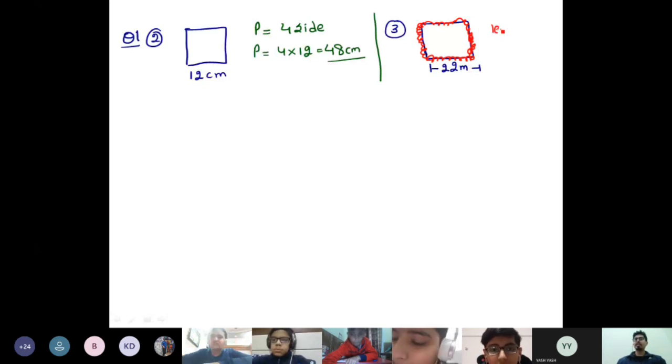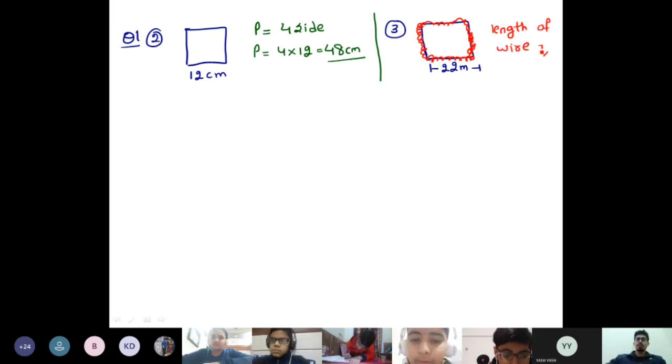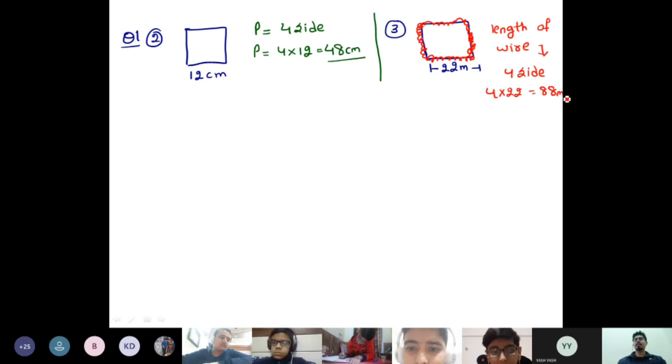So the length of wire will be how much? We will just take the perimeter of this. Yes or no? Yes, sir. So perimeter is 4 into side. So 4 into 22. It will be how much? 88 meter. So 88 meter is my required answer. Is it clear to everyone? Yes, sir.